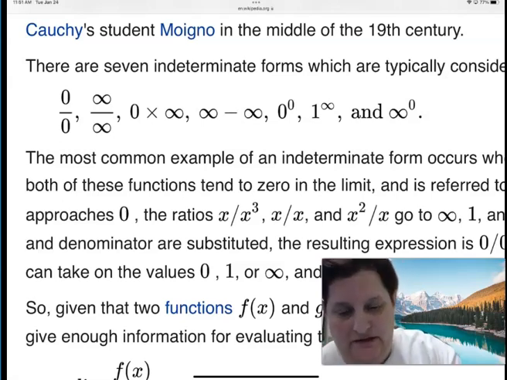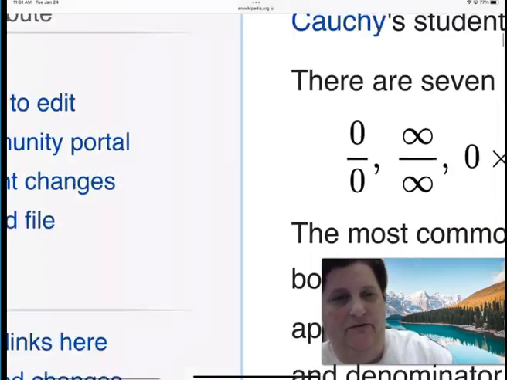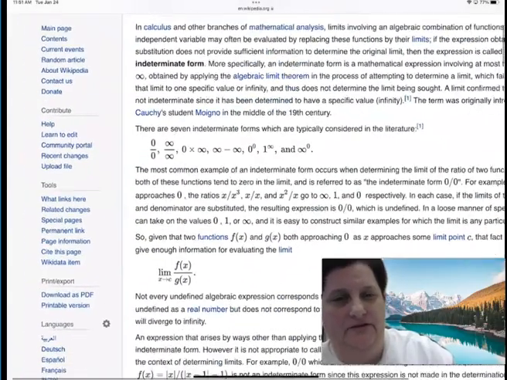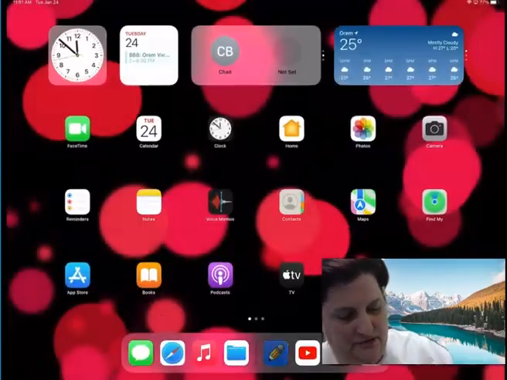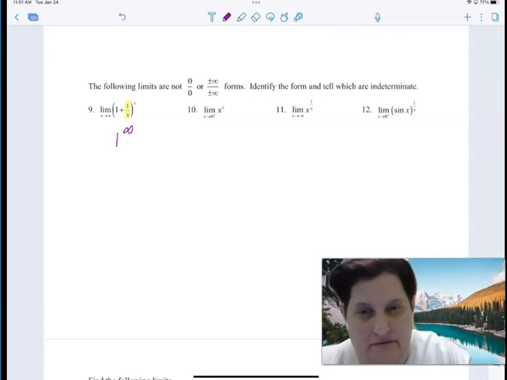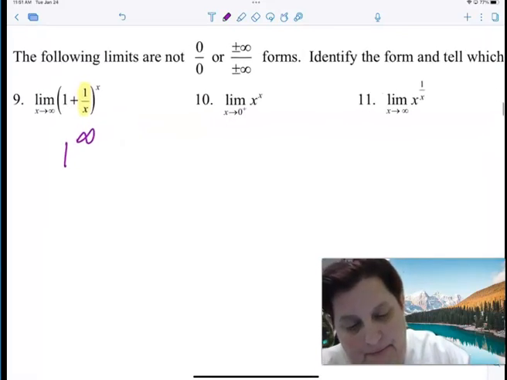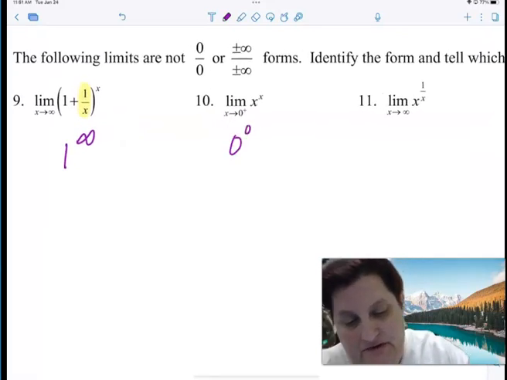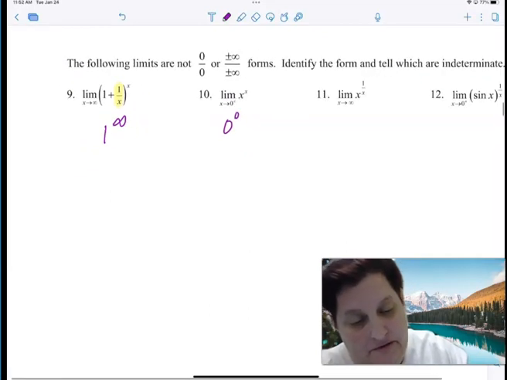Now, the only ones that I can use L'Hopital's are those first two. Everything else, they're still indeterminate, but I can't use L'Hopital's. So, for example, something like this. Okay, if I were to plug in infinity, now, 1 over infinity does go to 0. So this would be 1 to the infinity. But if you remember, that was one of our indeterminate forms. Okay. This one would be 0 to the 0. That was one of our indeterminate forms.